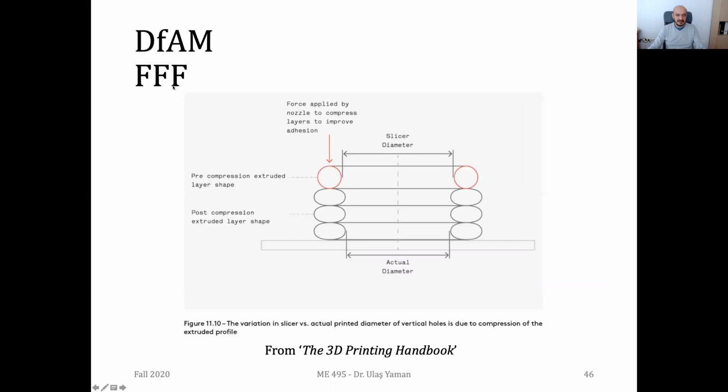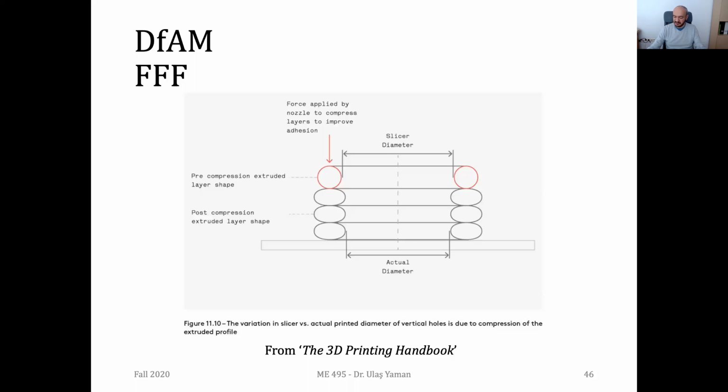Another issue about FFF is that although we are extruding circular material, since the cross section of our nozzle is circular, we want our current layer to bond to the previous layer properly. We need to press it a little bit, and that's why we usually keep the distance between two layers less than the diameter of the nozzle.